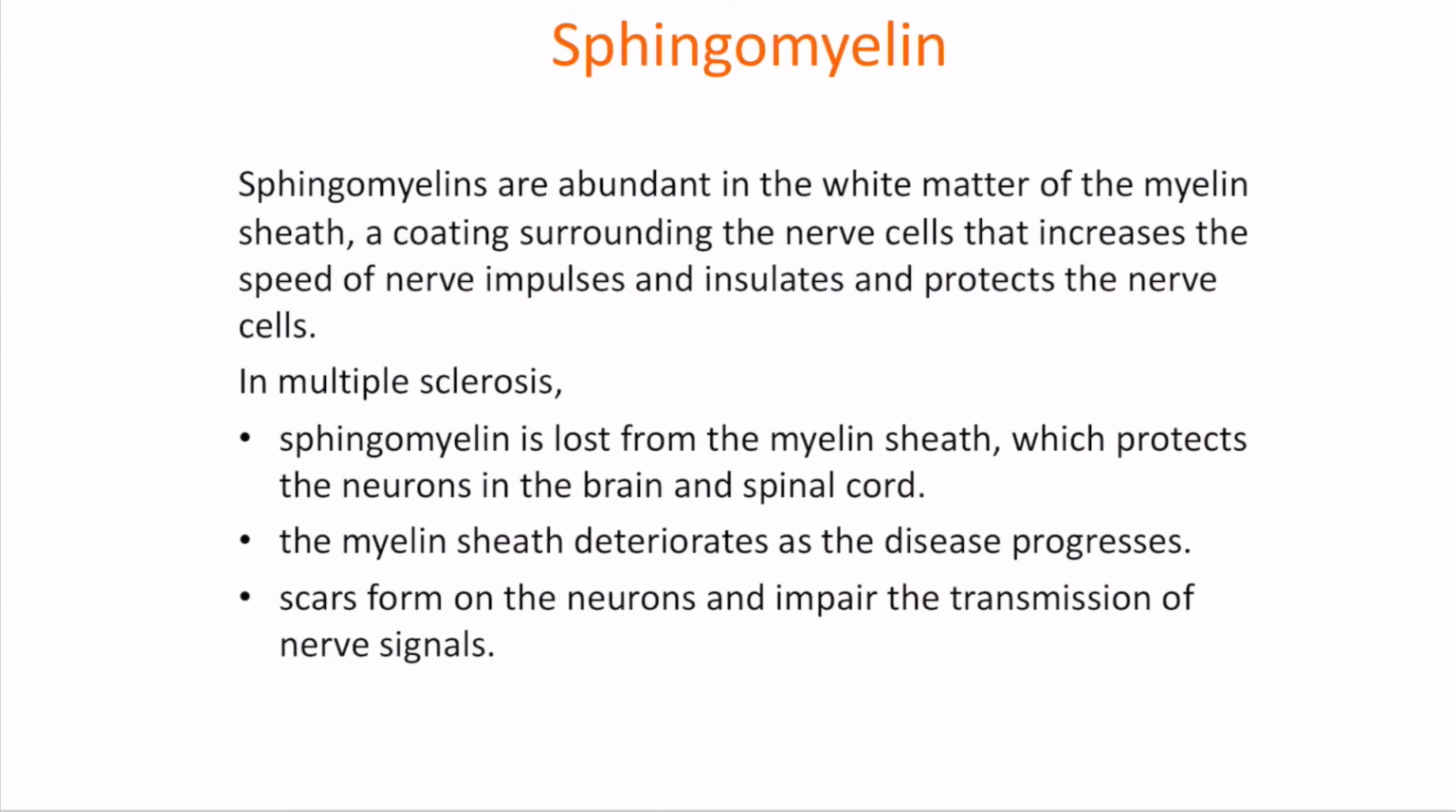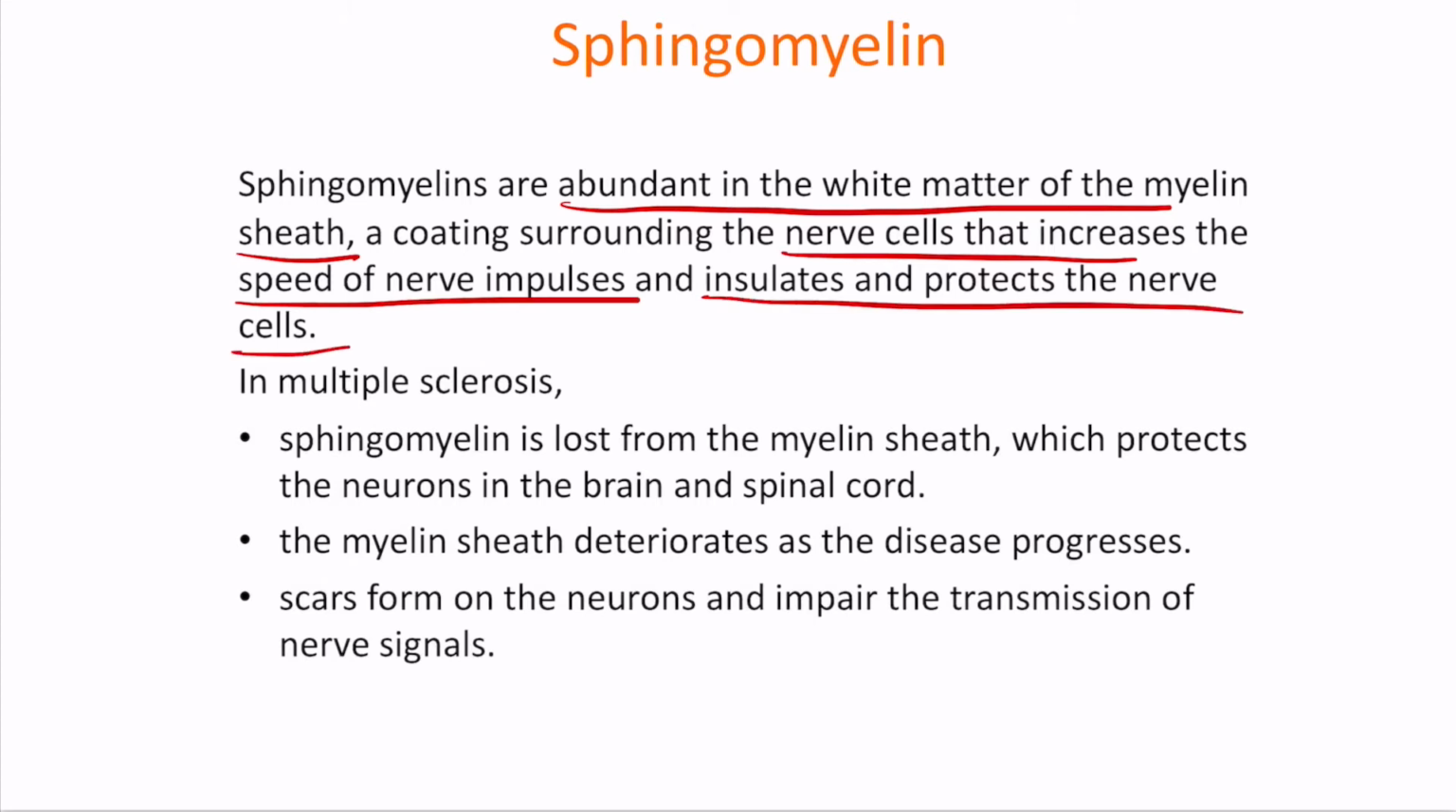Sphingomyelins are abundant in white matter of the myelin sheath, a coat that surrounds your nerve cells. The reason it's present there is because it can increase the speed of the nerve impulses, and it can be a good insulator to protect the nerve cells.